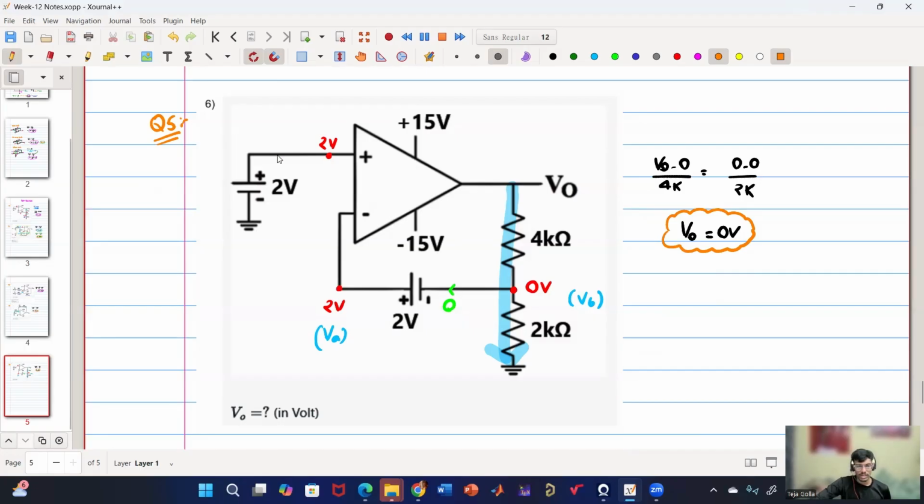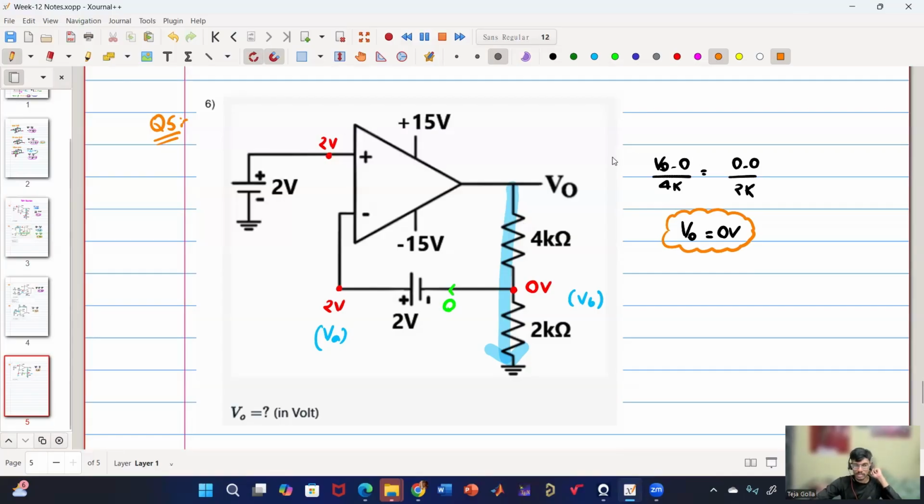Basically what we have done is virtual short. So this is 2 volt, then this becomes 2 volt. If this becomes 2 volt, this will become 0 volt. So if you make a mistake here, your answer will be wrong. And now that this is 0 volt, no current is flowing in this and no current is flowing in this. So V0 is nothing but 0 volt. Or you can apply KCL to get V naught equal to 0.